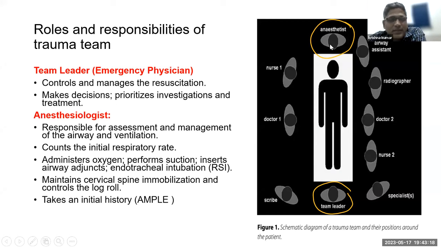The anesthesiologist, who's at the head end of the patient, is responsible for assessing and managing the airway and ventilation. And he also does the counting of initial respiratory rate, administers oxygen by non-rebreathing mask, performs suctioning, inserts airway adjuncts like oropharyngeal airway or nasopharyngeal airway, and even the required definitive airway like endotracheal intubation by rapid sequence induction and intubation. And he also maintains the cervical spine immobilization and controls the blood volume, which has been discussed by the previous speaker. And then the initial history called AMPLE history is also taken, which I'll be discussing in the subsequent slide, what exactly is AMPLE.